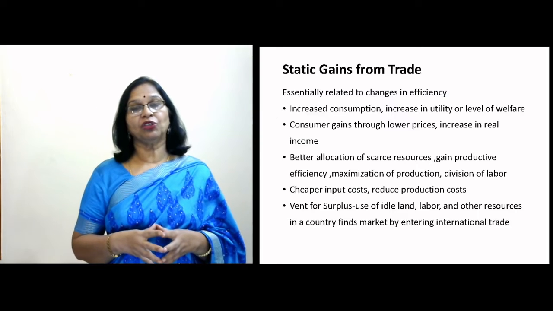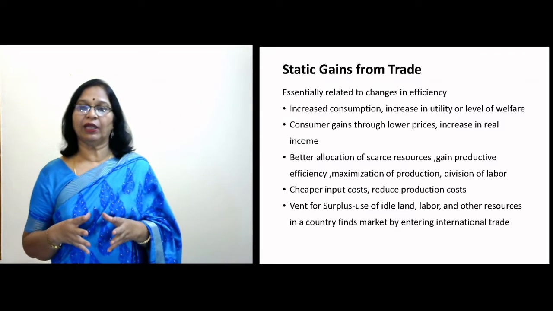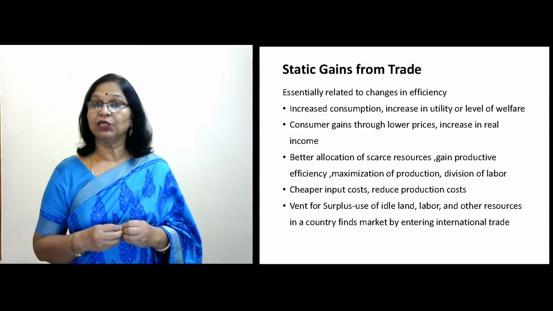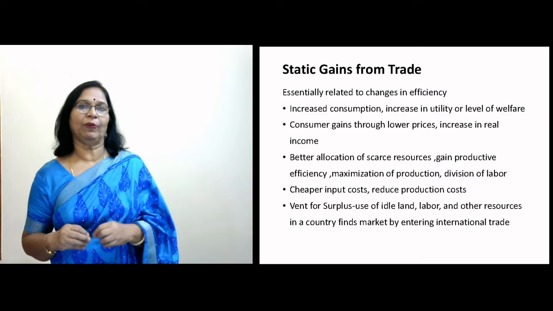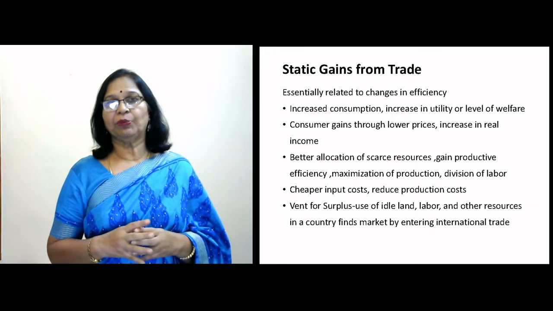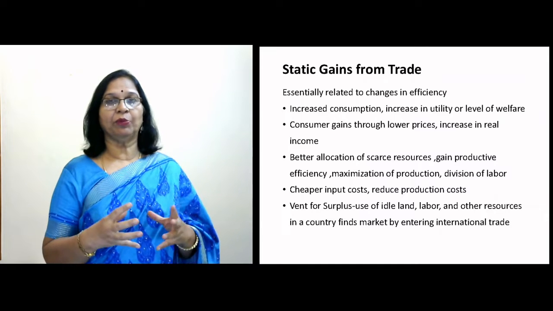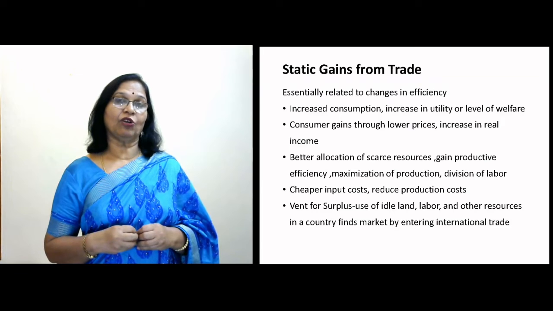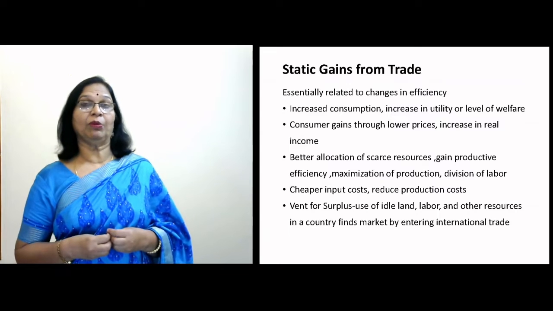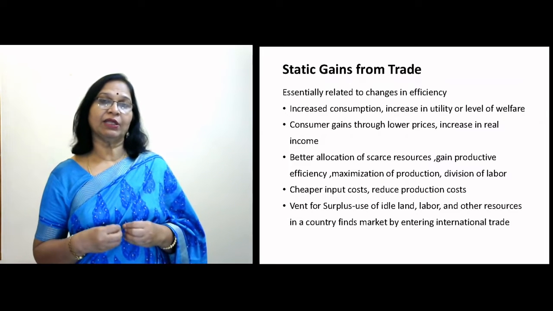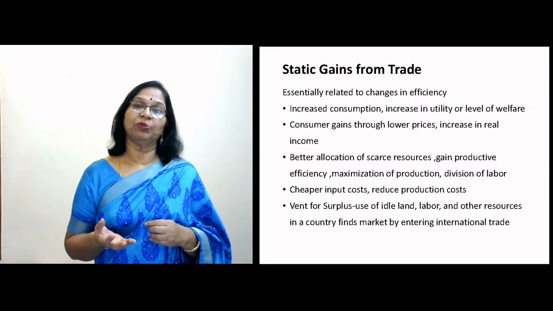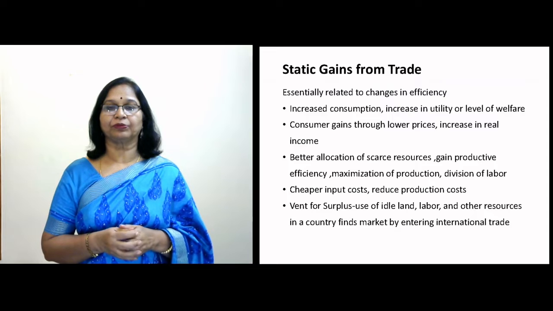There is better allocation of scarce resources. There is a gain in the productive efficiency of the country. There is maximization of production and there is division of labor. All these things can happen even in the short run. There is cheaper input cost now because they can import the necessary raw material from outside rather than buying costly raw material, if at all available at home, which will in many ways reduce the cost of production and therefore it can export at a cheaper price into the world market.